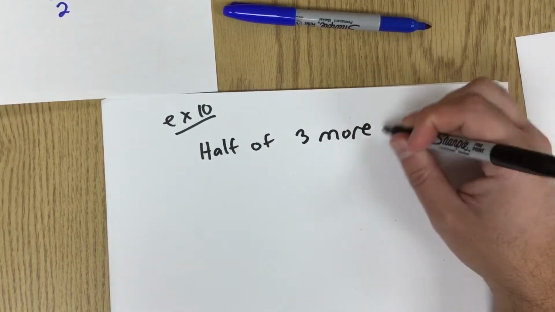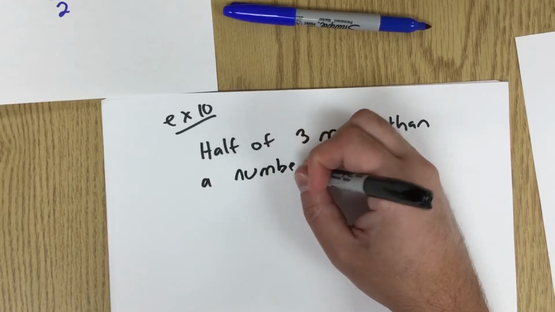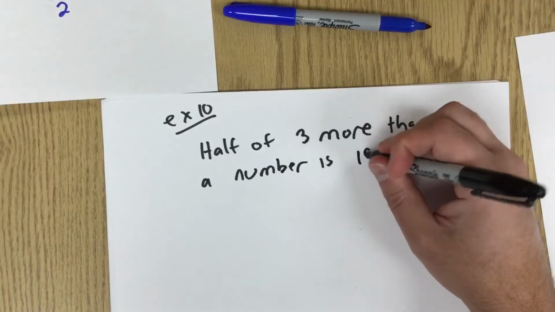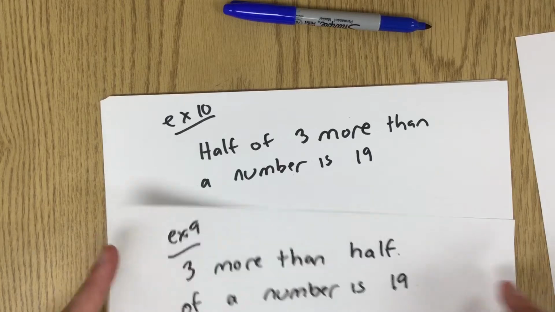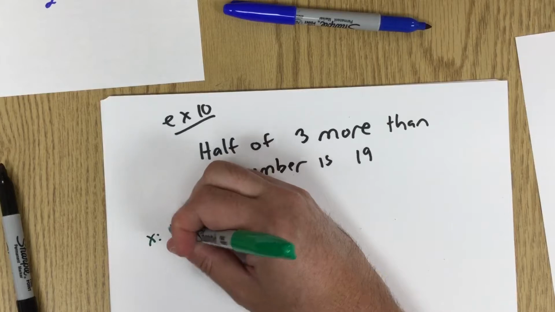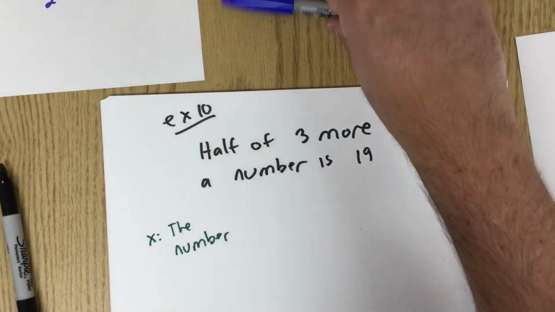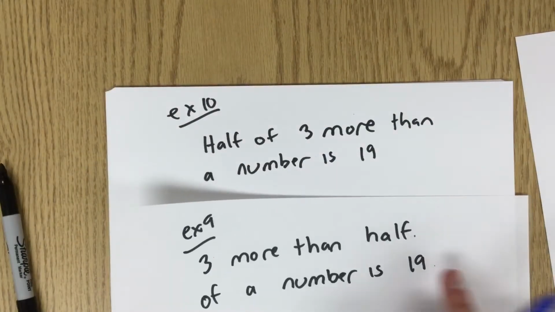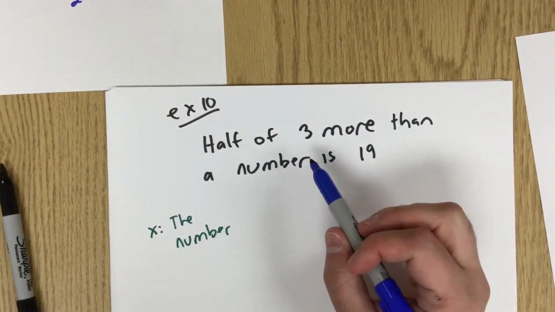This is half of 3 more than a number is 19. And that sounds pretty similar to the one we had for example 9, but it's going to be different as we're going to see. So X is the number. So here, for example 9, we took half of the number, and then we had 3 more than that. But here, it's half of 3 more than a number.